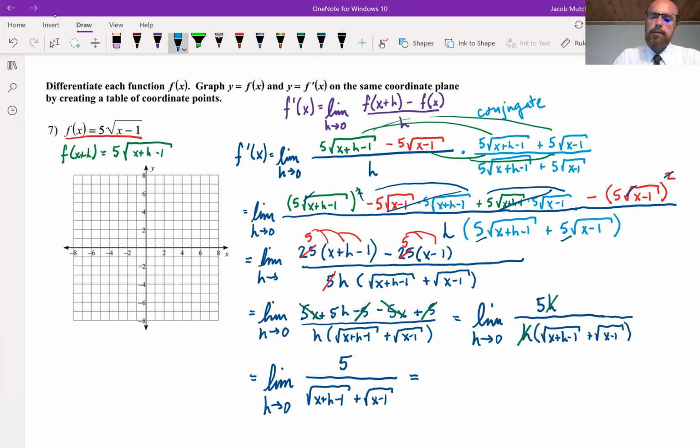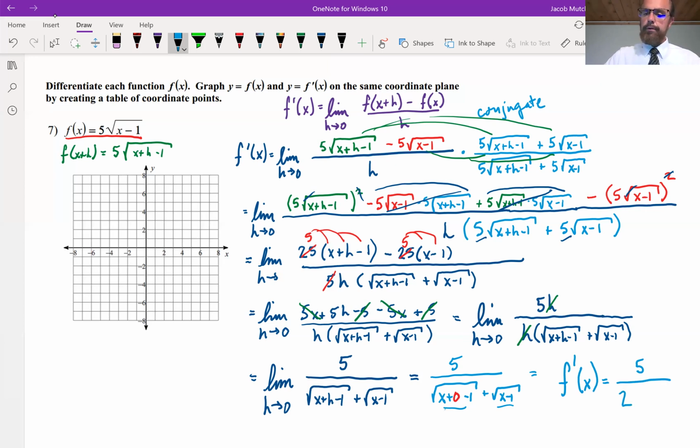So this is 5 over the square root of x plus, instead of h, I'm going to put in 0, minus 1 plus square root x minus 1. These are now the same expression. Those are both square root of x minus 1 because that 0 is going to vanish. So my final form, and what I'll call this is f prime of x, the derivative of f of x, is 5. There's 2 of them, so it's over 2 square root x minus 1. And that I will box.